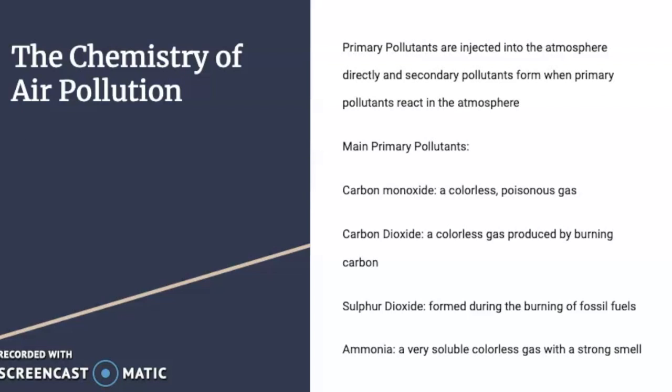Now, moving on to the chemistry of air pollution. There are two different types of pollutants, primary pollutants and secondary pollutants. Primary pollutants are the pollutants that are injected into the atmosphere directly, and the secondary pollutants form when primary pollutants react in the atmosphere. Some of the main primary pollutants are carbon monoxide, which is a colorless poisonous gas, carbon dioxide, which is a colorless gas produced by burning carbon, sulfur dioxide, which is formed during the burning of fossil fuels, and ammonia, which is a very soluble colorless gas with a strong smell.